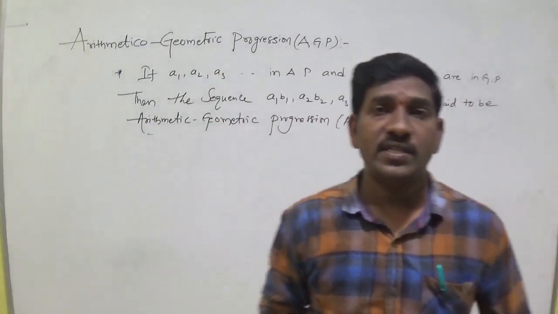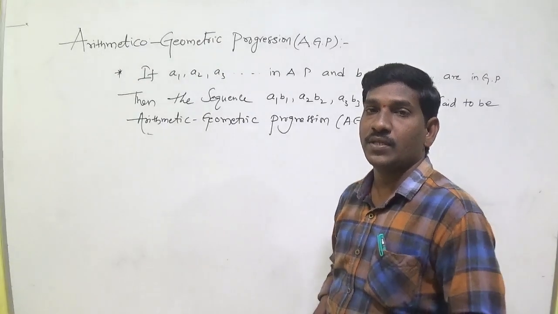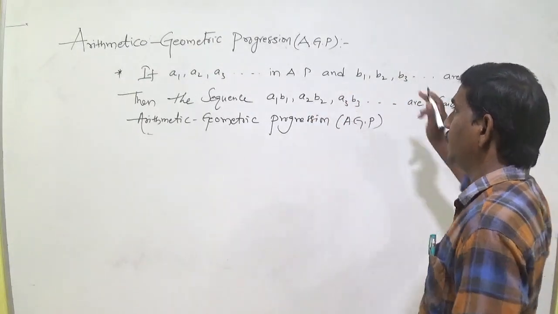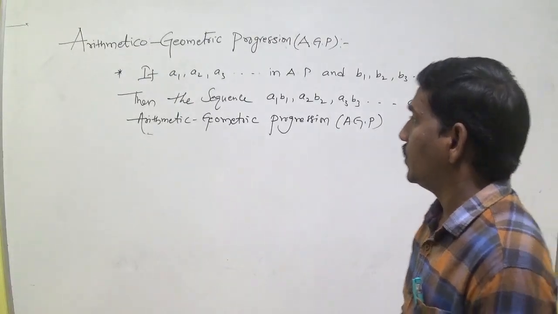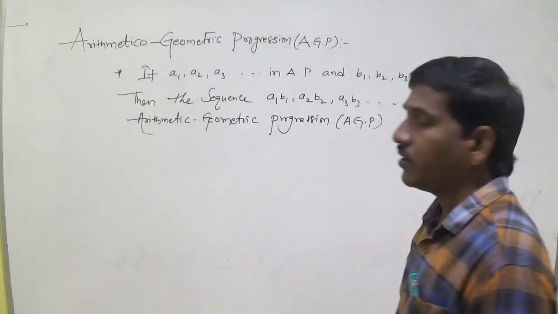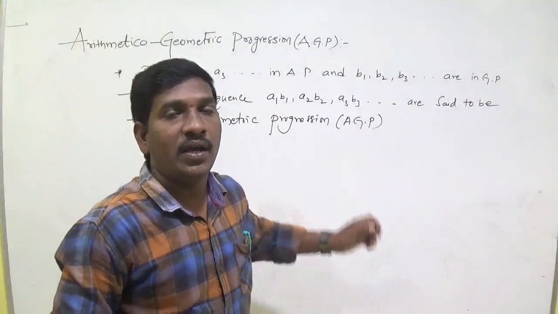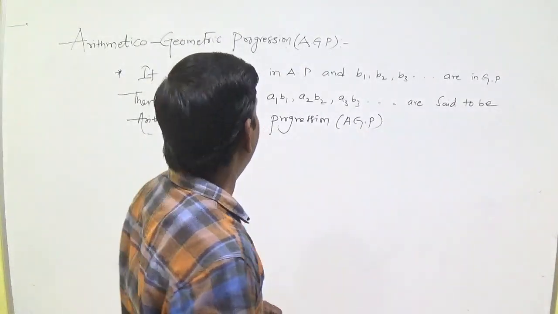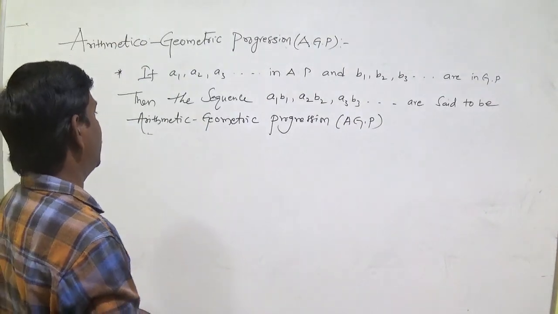So here we can see two types of progressions: one is arithmetic progression and the other is geometric progression. If A1, A2, A3 are in AP and B1, B2, B3 are in GP, then the sequence A1 B1, A2 B2, A3 B3 is said to be an arithmetic-geometric progression.